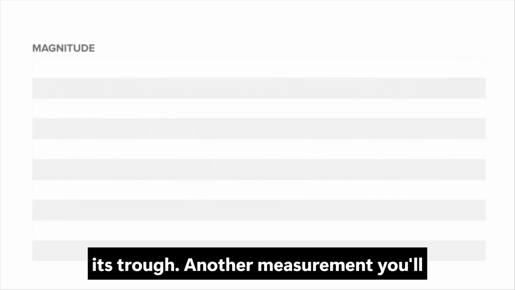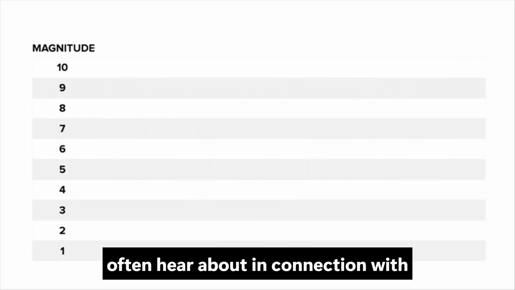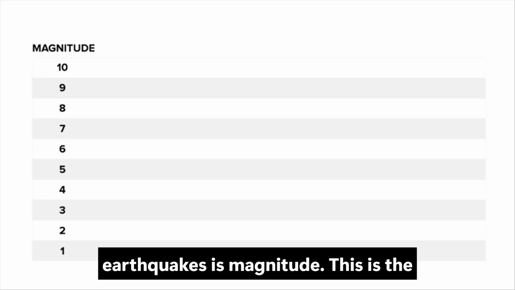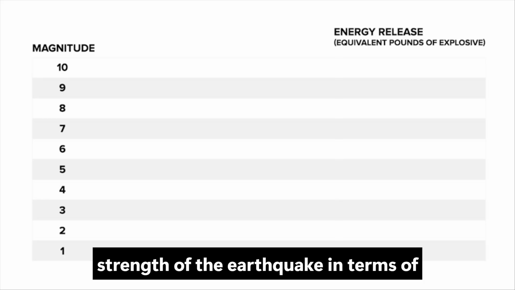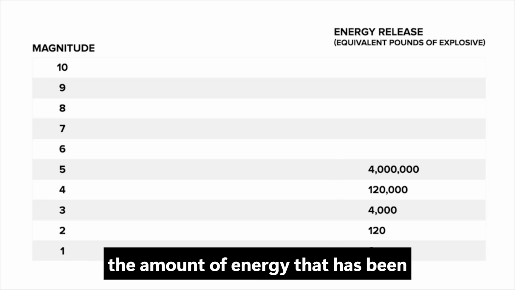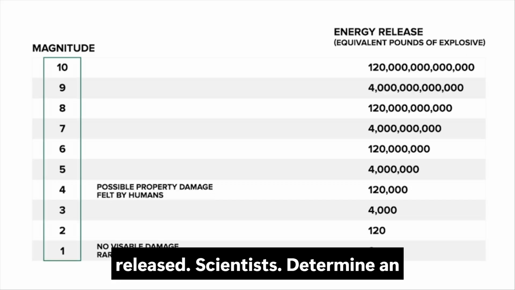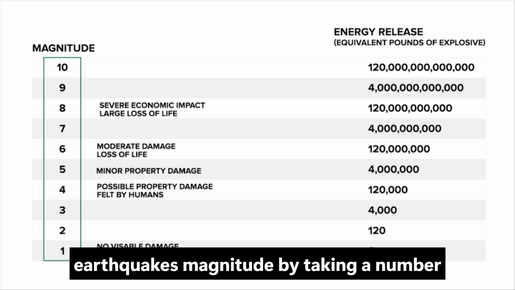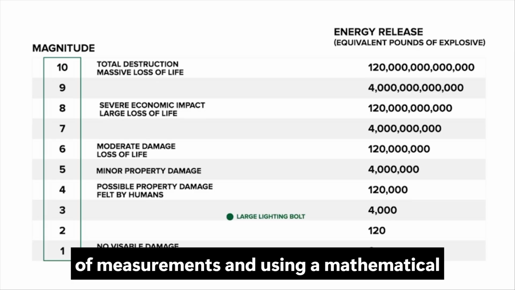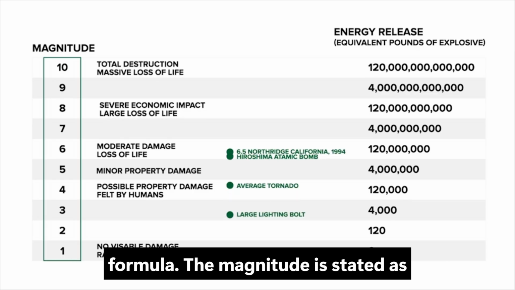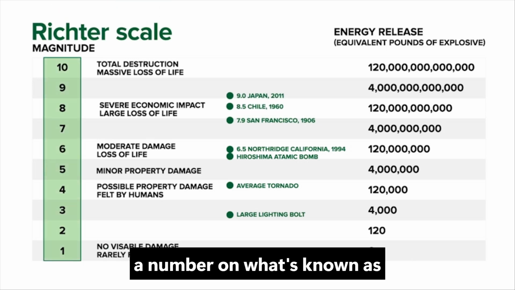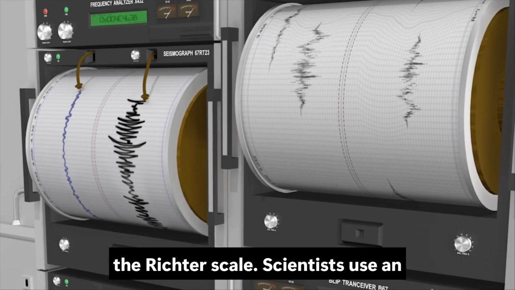Another measurement you'll often hear about in connection with earthquakes is magnitude. This is the strength of the earthquake in terms of the amount of energy that has been released. Scientists determine an earthquake's magnitude by taking a number of measurements and using a mathematical formula. The magnitude is stated as a number on what's known as the Richter scale.